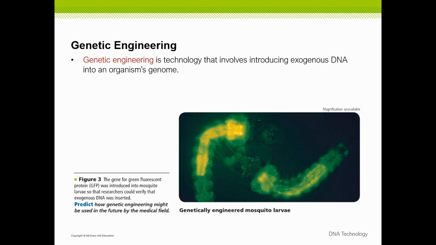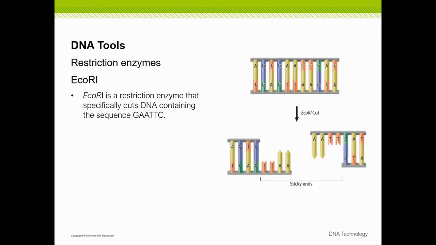There's a variety of tools that we implement in genetic engineering, and the first type is called restriction enzymes. There's a variety of different types of restriction enzymes. One of the most famous ones is EcoRI. It's a specific type of restriction enzyme. What restriction enzymes do is they cut DNA sequences at specific locations. EcoRI cuts DNA at GAATTC.